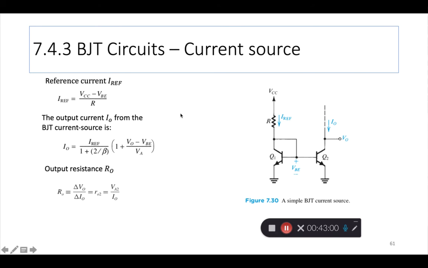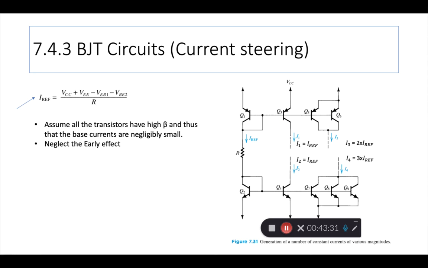Then the output current. So you can call this current mirror a current source now. It's creating an output current I0. That output current, as we have already seen, has these values if it's a matched case, right? And then the output resistance. So kind of repeating what we just did, where we introduced the current mirror, but now we see a real resistor and VCC. Okay, now we come to current steering.